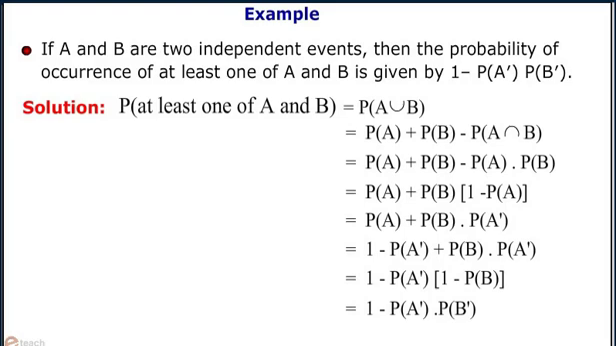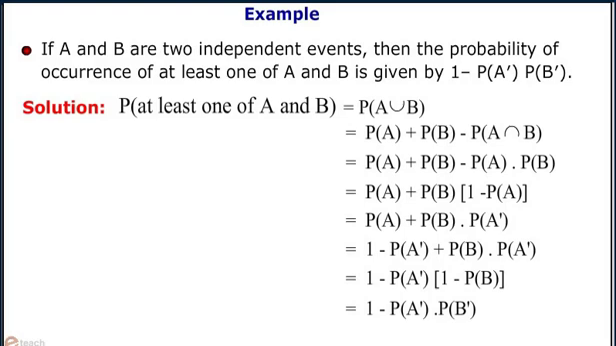Taking probability of B common, we get probability of A plus probability of B into 1 minus probability of A, which is equal to probability of A dash. Therefore, we get probability of A plus probability of B into probability of A dash, as you can see. Now, this is equal to 1 minus probability of A dash plus probability of B into probability of A dash, because probability of A is nothing but 1 minus probability of A dash.